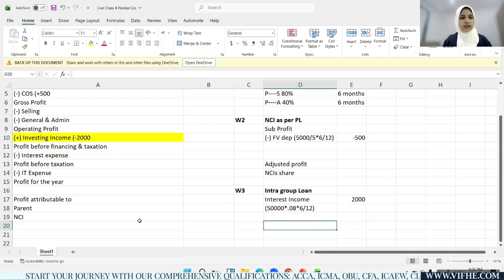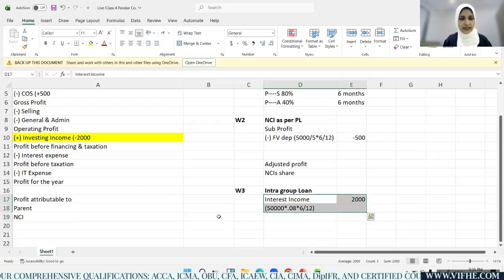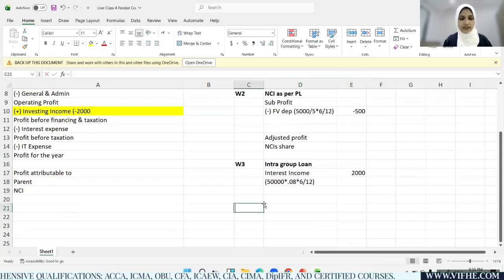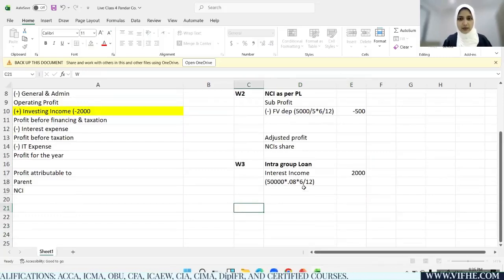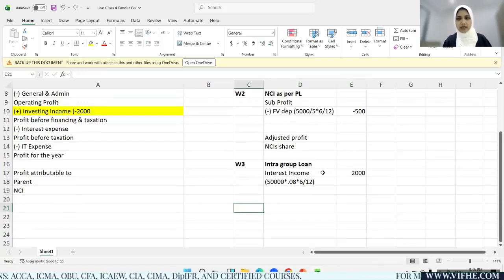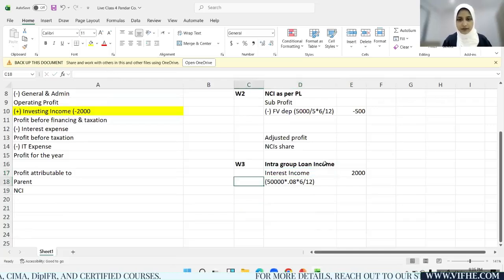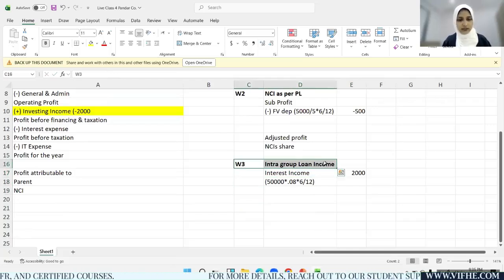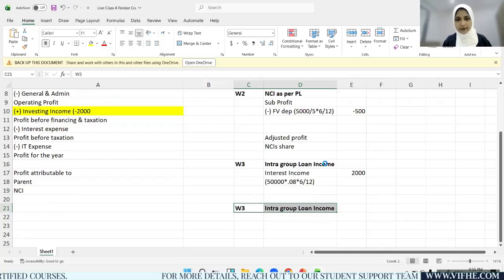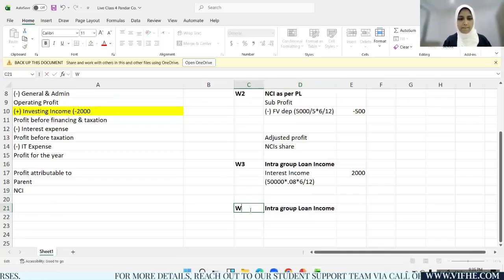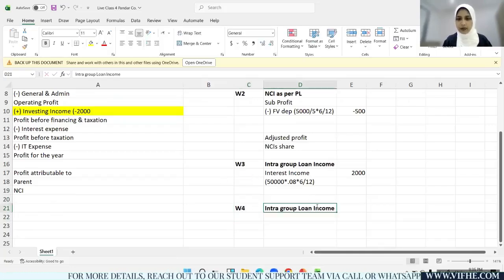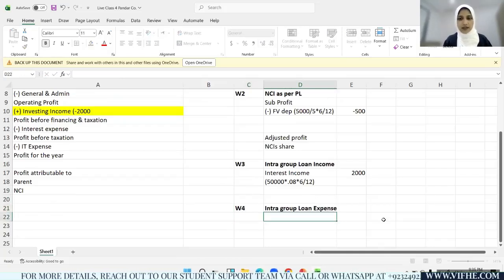Now, when you do this from the interest income perspective, I removed it. What will happen from the interest expense perspective? Let's see. Intergroup loan, this is interest income. Let's put this as the intergroup loan income part, so that we just calculated an income part. Now, how do we do the expense part to it? Expense part. Now, how much?